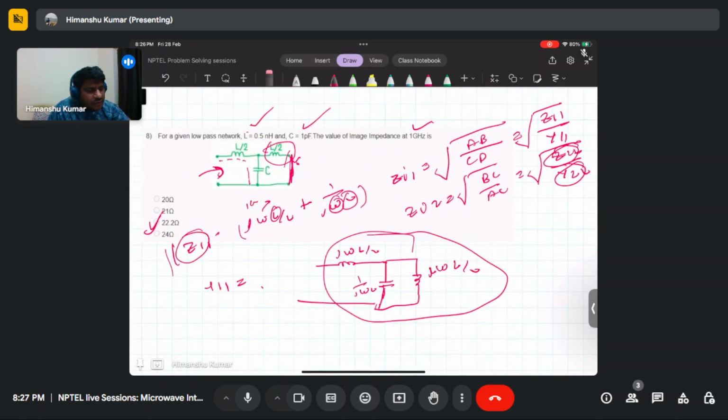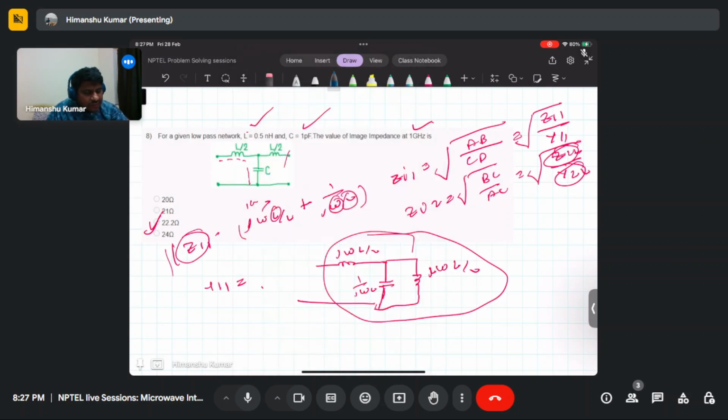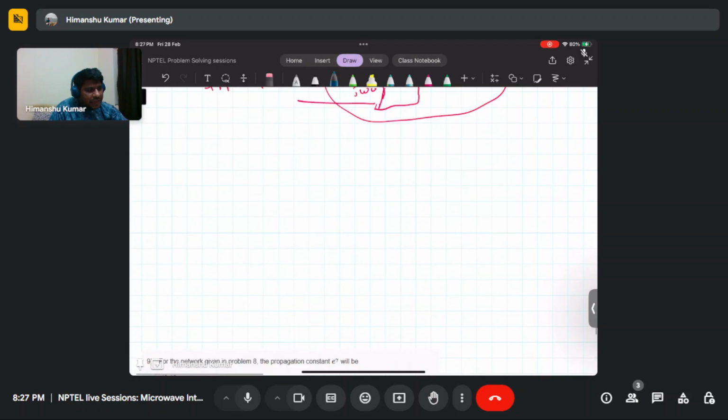Under root, so this is the image impedance at port 1, ZI1, and this is the image impedance at port 2. So we need to calculate the image impedance at port 1 actually. It is ZI1 only that you need to calculate. ZI2 is not asked in this problem.